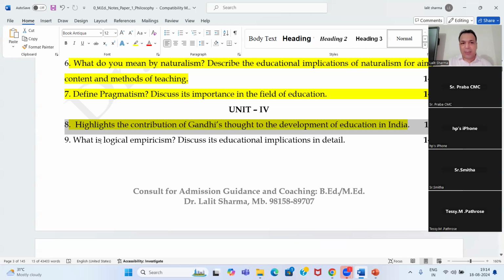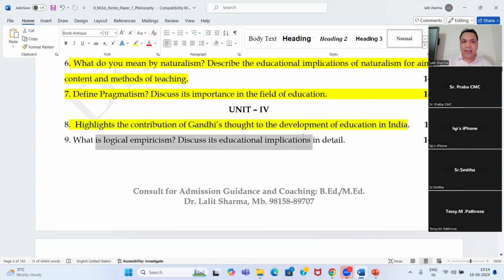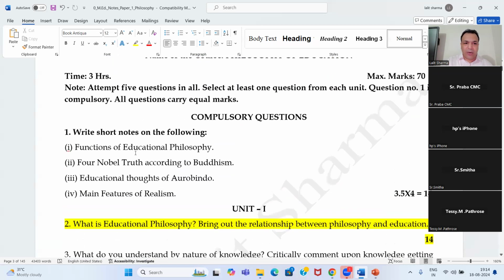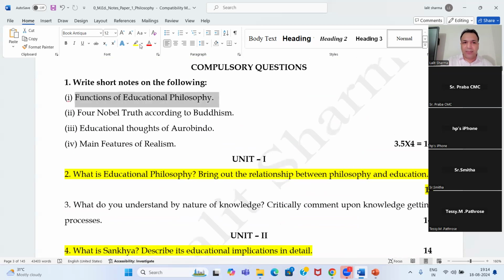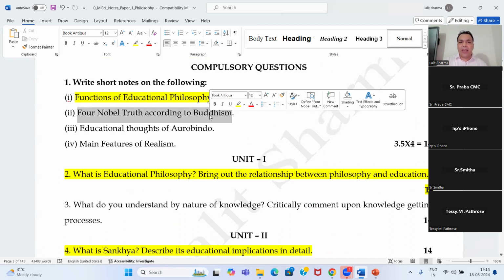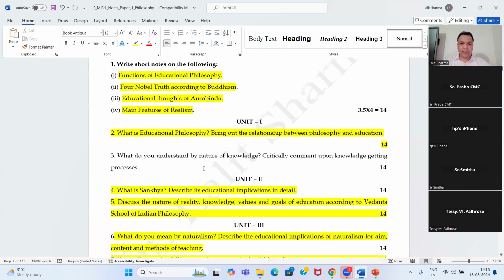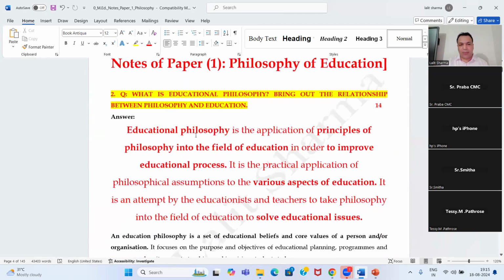Okay, ये लास्ट में ये पढ़ लेना, लॉजिकल एम्पिरिसिज्म, ये भी इजी है। ओके, तो ये सारे क्वेश्चन हो गए डिस्कस हमारे। और ये देखो फंक्शंस ऑफ एजुकेशनल फिलोसफी, है ना, we have discussed. When you will do the Buddhism, बुद्धिज्म भी आपके सिलेबस में, बुद्धिज्म और अरबिंदो, इंडियन स्कूल ऑफ फिलोसफी, एजुकेशन थॉट ऑफ अरबिंदो, और लास्ट में रियलिज्म, right guys.